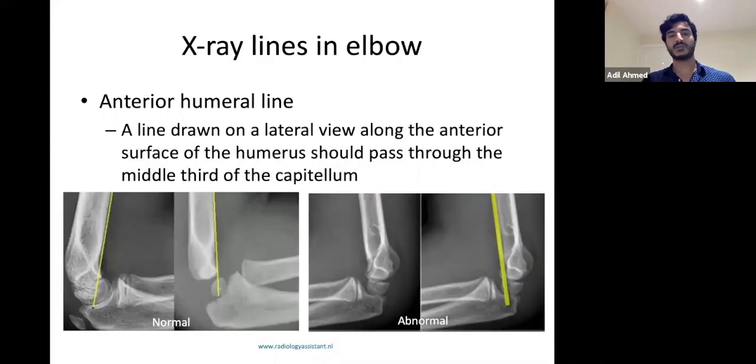They haven't talked about the radiocapitellar line here, but we'll just briefly mention that the radiocapitellar line is a line between the radius and the capitellum. So the radius essentially should always be facing the capitellum in every view. In the AP, lateral, oblique, as you can see, it faces the capitellum here, faces the capitellum here, and it faces the capitellum here. So it's always facing the capitellum.